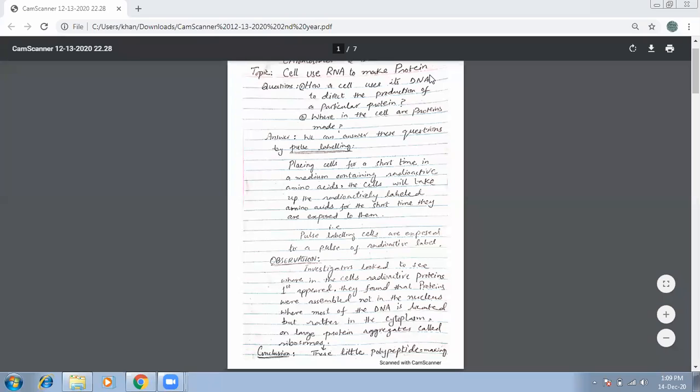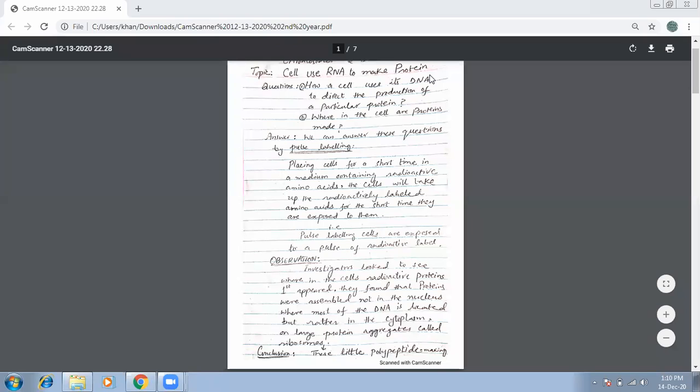We can answer these questions by pulse labeling. First you must know what pulse labeling is. Placing cells for a short time in a medium containing radioactive amino acids, the cells will take up these radioactively labeled amino acids for the short time they are exposed to them. Once these radioactive labeled amino acids enter the cell, we will observe the cells to see where the radioactive proteins are appearing for the first time.